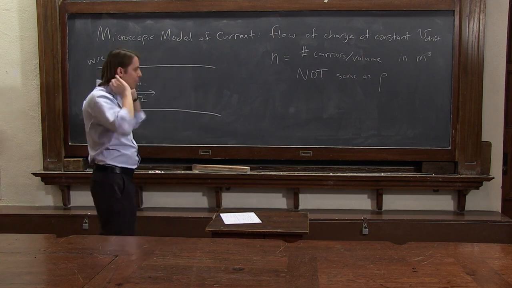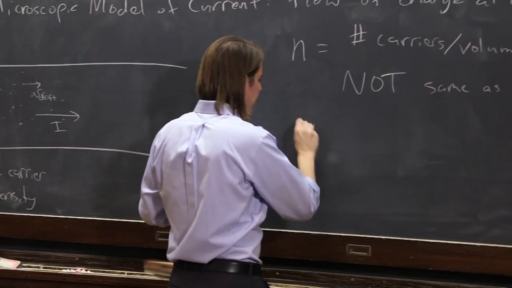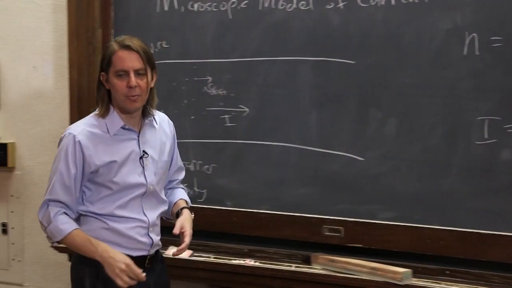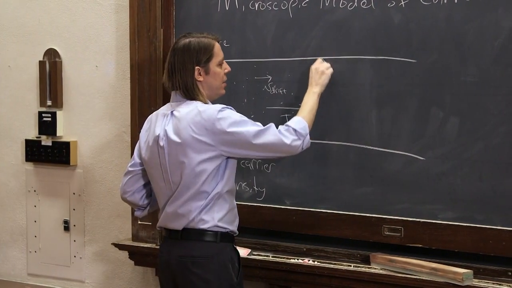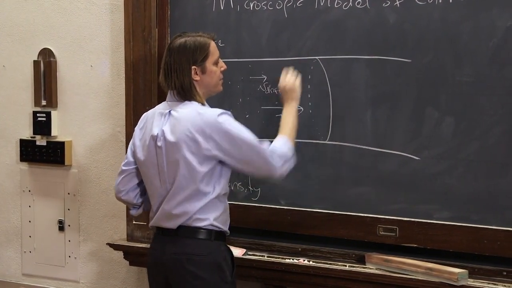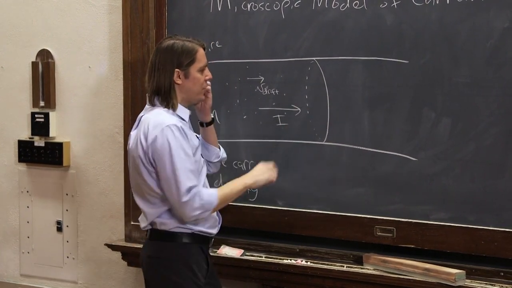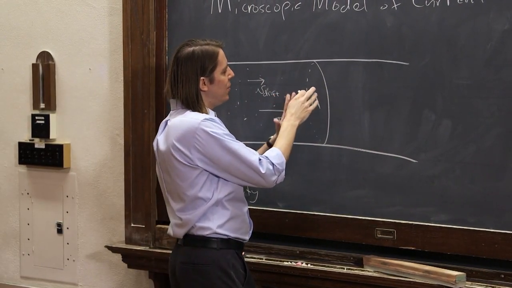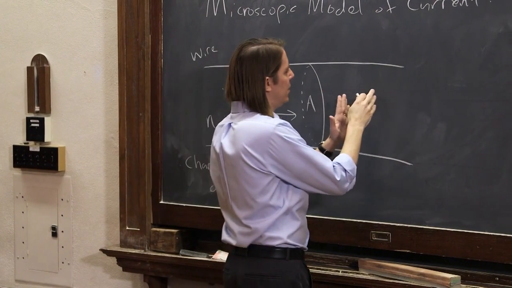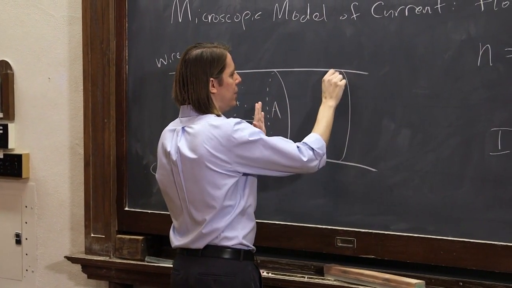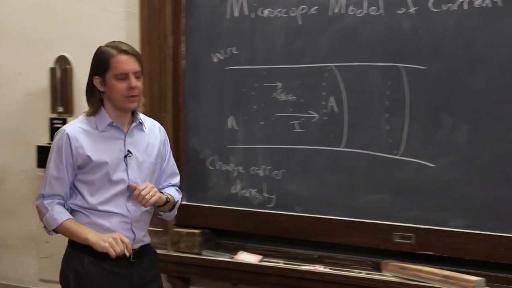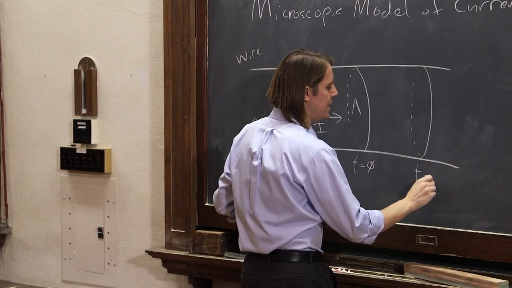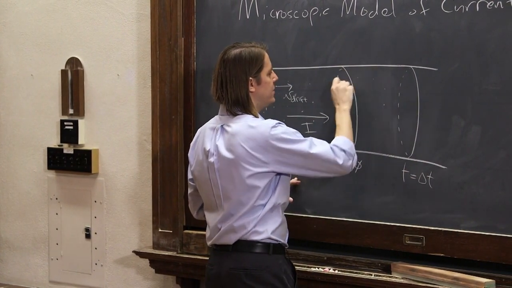Okay, so let's think about our model. Let's see, I, the current, we said was delta Q over delta t. So now let's write that in terms of the microscopic model. So if we pick an area like this, we're going to think about the number of charges that go across that area. And in a unit of time delta t, all the ones that cross that area are going to get to a certain distance over here. Right? They're going to make it to there. All right? So this is at t equals 0, and this is at t equals delta t, is how far these charge carriers are going.